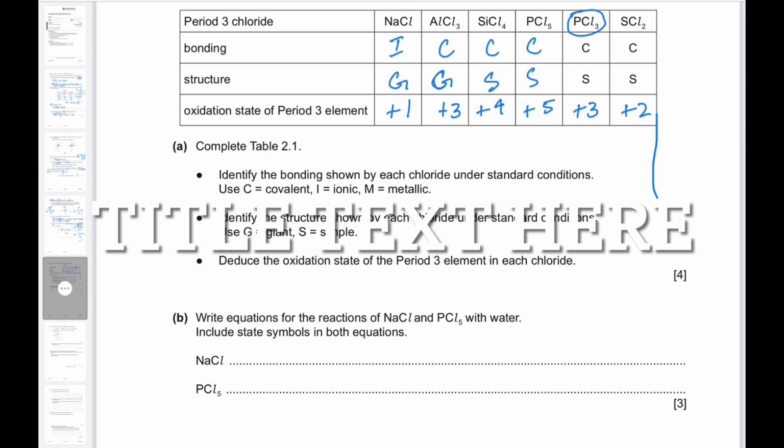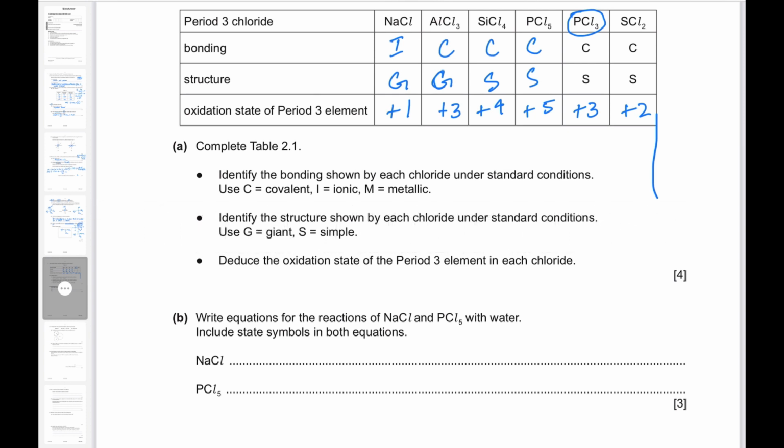B. Write equations for the reactions of sodium chloride and phosphorus pentachloride with water. Include state symbols in both equations. So sodium chloride, being an ionic compound, is not hydrolyzed by water. It only dissolves in water to form ions. So you start with a solid sodium chloride and end up with its aqueous ions. Sodium having a charge of +1 and chloride ion as well.